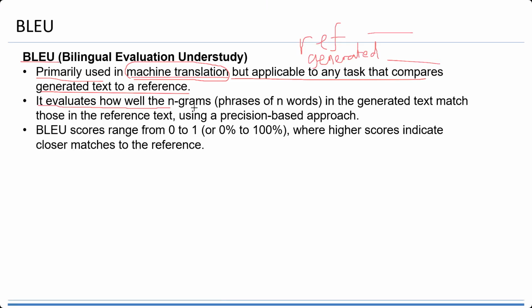It evaluates how well the n-grams, again, the phrases of n words, in the generated text match those in the reference text. And we are going to use a precision-based approach. The BLEU score is from 0 to 1, or from 0% to 100%, where a higher score indicates a closer match to the reference. If it is 1, then it is closest to the reference.